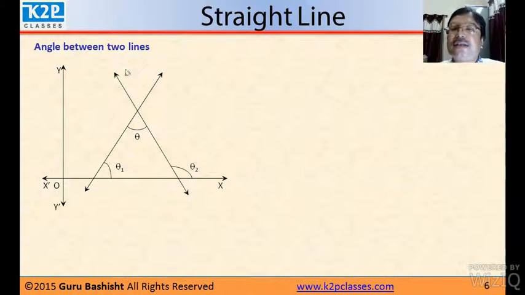Now we will find the angle between two lines. Let us consider two lines which make angles theta 1 and theta 2 with the x-axis respectively. We know that an external angle is equal to the sum of the two opposite internal angles. So theta 2 equals theta plus theta 1, so theta equals theta 2 minus theta 1. Tan theta equals tan of theta 2 minus theta 1.